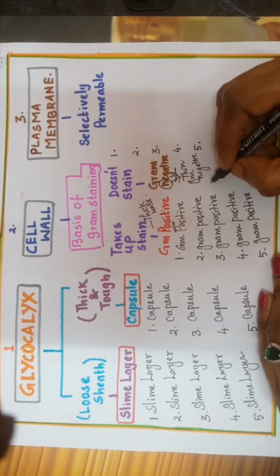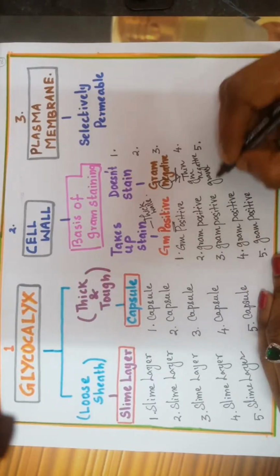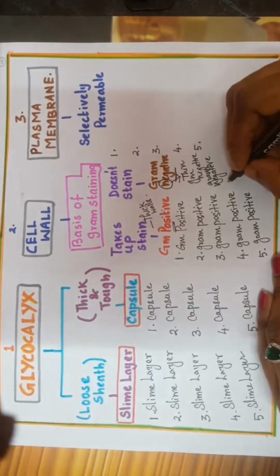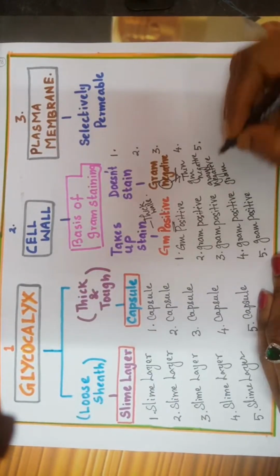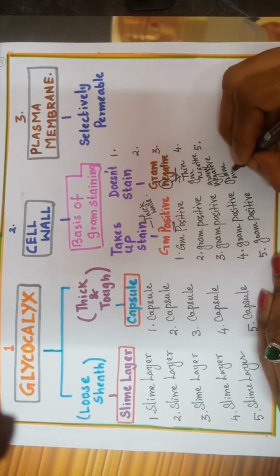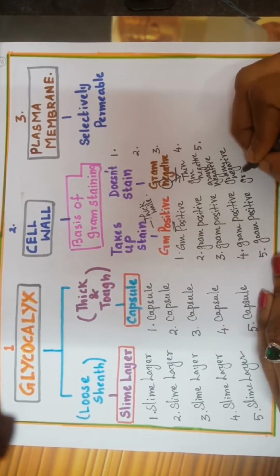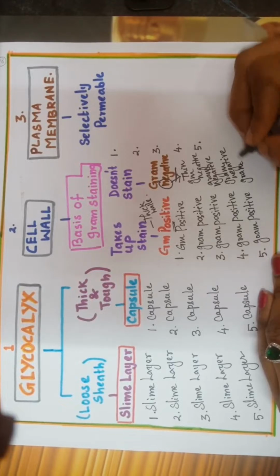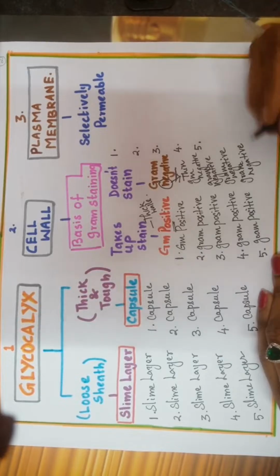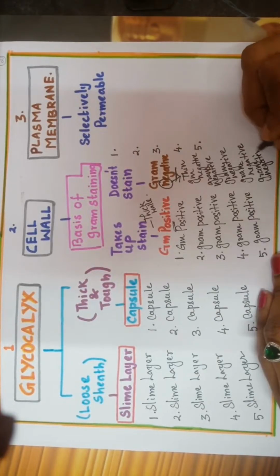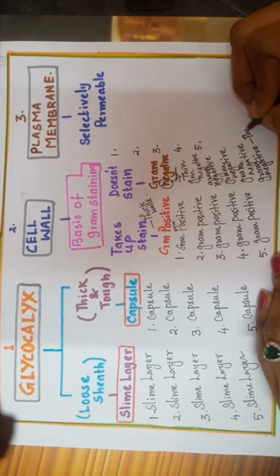Gram negative has got thin walls and it does not pick up the Gram stain. Gram negative does not stain and has thin walls.